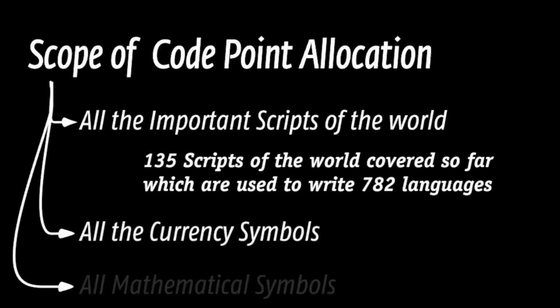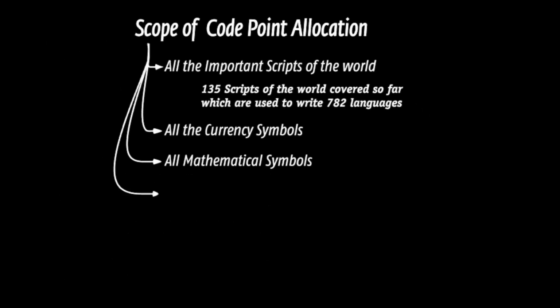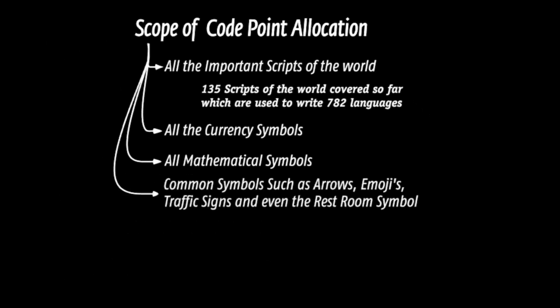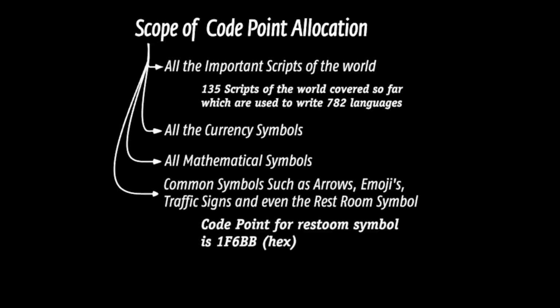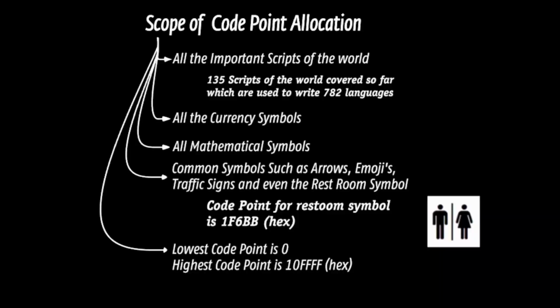All the currency symbols and mathematical symbols have code points. Common symbols such as arrows, emojis, traffic signs, and in fact even the restroom symbol have a code point. The code point of the restroom symbol is 1F6BB in hex, and when this symbol is rendered it looks like this. And lastly, the lowest code point is, needless to say, 0, and the highest code point is 10FFFF. So, that was a brief introduction to code points.